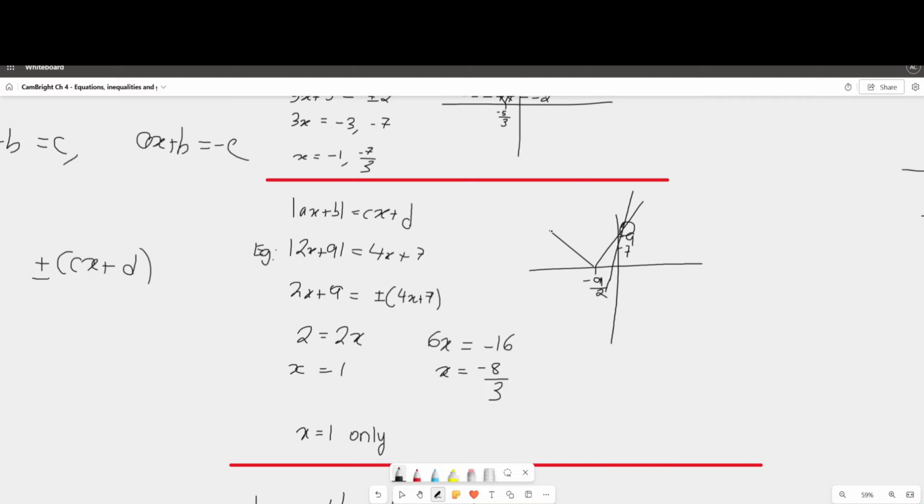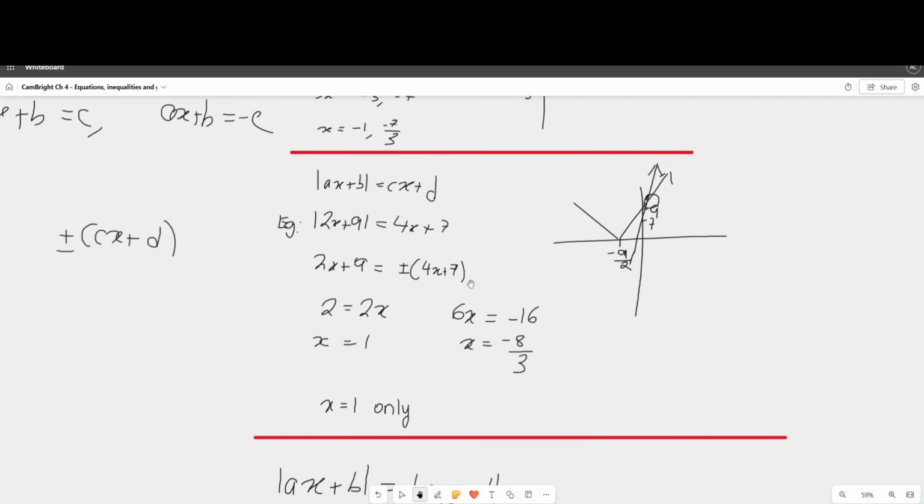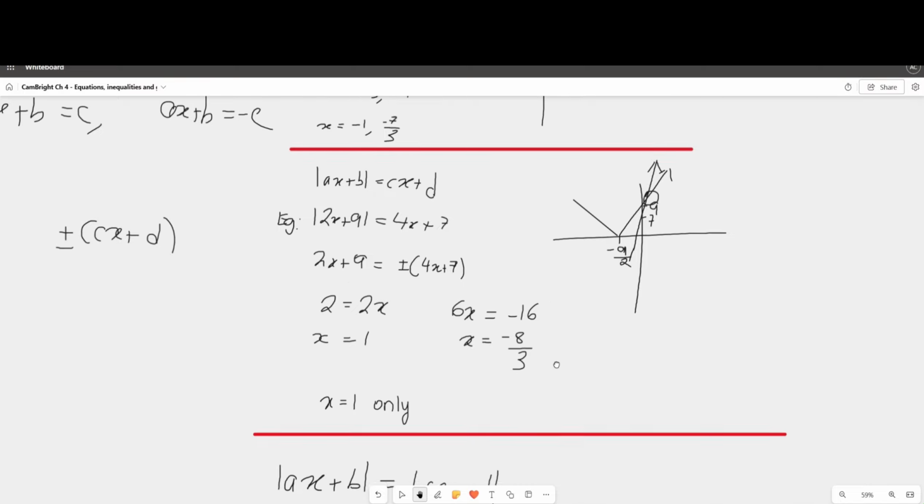The gradient here is going away. These two are also diverging here and here, and this negative part will never intersect. So just remember to check that, and then x equals 1 works. So that's the only solution.